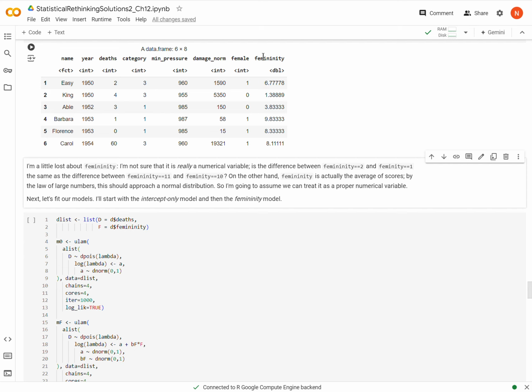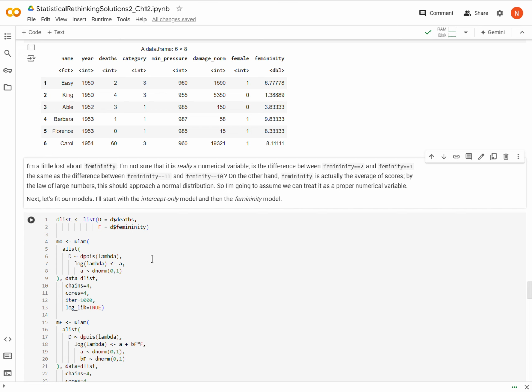So this already starts to raise the question: how do we put femininity into the model? Should it go in as a categorical variable? But we're saved from having to go through that whole rigmarole because I think, and tell me if you think this is incorrect, because femininity is the average of scores, then by the law of large numbers, and if you're not familiar with that, look it up because I won't go into it here, even though any independent score is not a numerical score, by averaging them together, they approach an actual mean value with an actual standard deviation, and therefore it approaches a normal distribution, meaning we can treat it as a proper numerical variable. Okay.